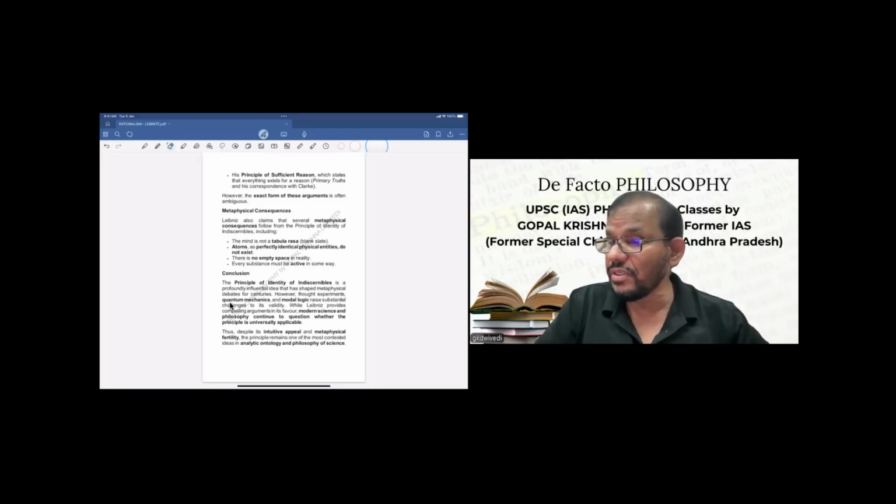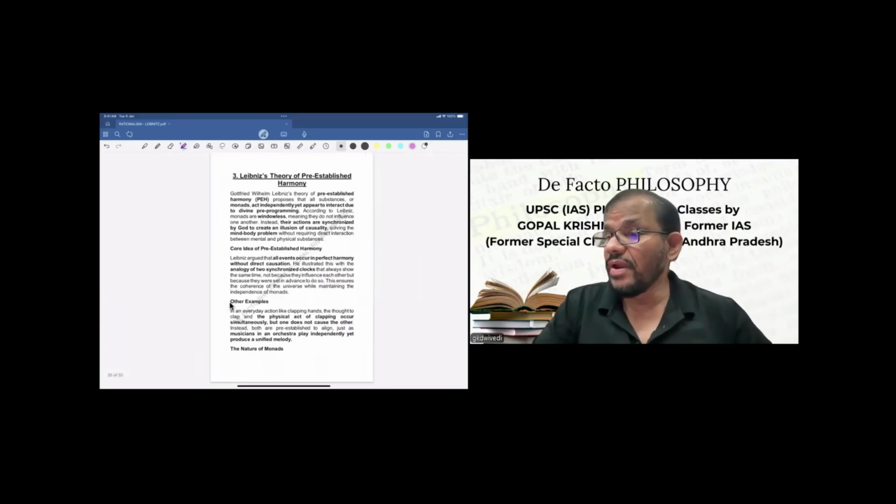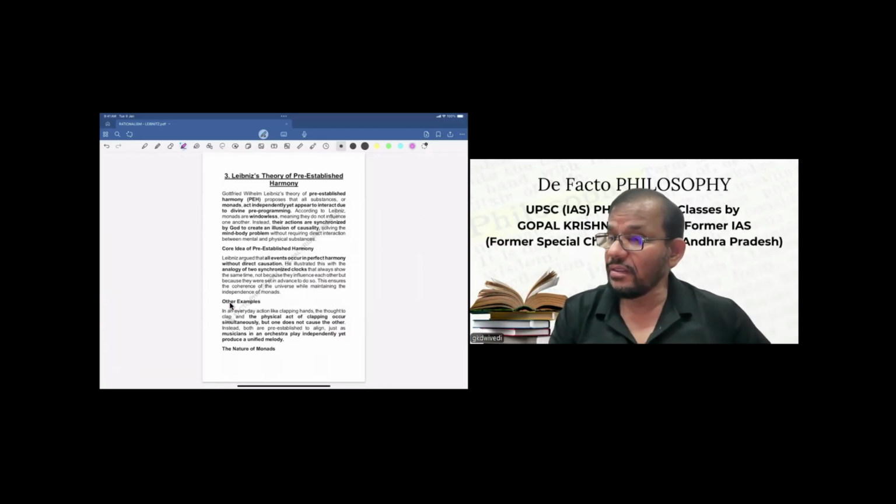So finally, what is the conclusion? The principle of identity of indiscernibles is a profoundly influential idea that has shaped metaphysical debates for centuries. But quantum mechanics and modern logic raise substantial challenges. Modern science and philosophy continue to question whether the principle is universally applicable. So basically, even though it is important, it has been challenged by modern science, quantum mechanics, and even modern philosophers also.